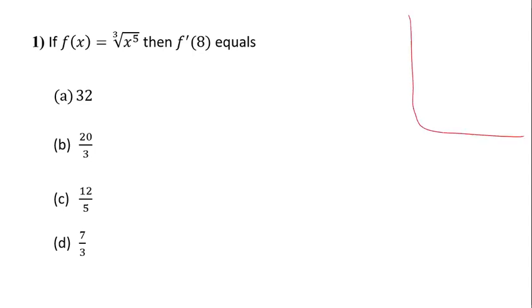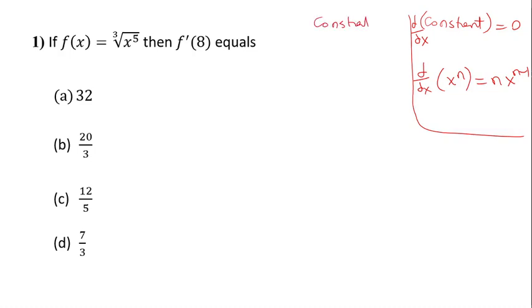The rules we can use: the derivative of the constant is equal to 0, and the derivative of x to the n is equal to n times x to the n minus 1. Sometimes we write them this way: constant prime is equal to 0, and x to the n, prime, is equal to n times x to the n minus 1. So these are two different notations, but they're the same.